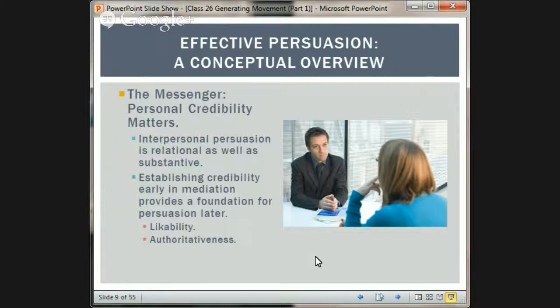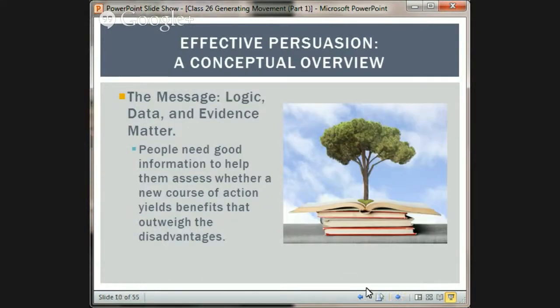And the likability thing is so interesting because there's lots of research on this, that people just have an affinity with people that they like. And unfortunately, that's usually because they're a lot like you. So we'll talk about this a little bit more in a minute.